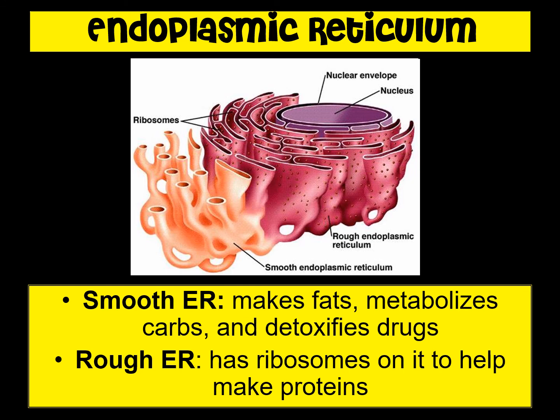So the smooth ER makes fats, it metabolizes carbs, and it detoxifies drugs. However, the rough ER's main function is to provide a site where proteins can get made. And the reason why it's called the rough ER is because it does have ribosomes blended into the ER. So if you just look at the picture there, you can see the light pink is smooth, and then that dark pink purple is rough, and that's because it is covered in ribosomes, which are the sites where proteins are made.